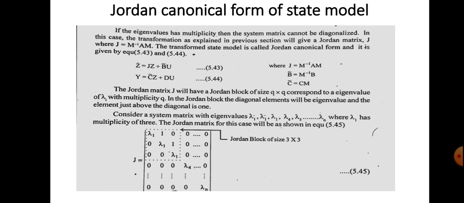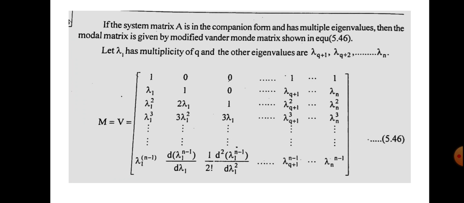So here the Jordan J represents the Jordan matrix. Now we want to know how we can write the modal matrix when the eigenvalues are repeated, and this is the way we can write the modal matrix.